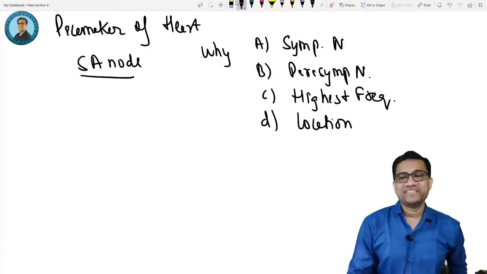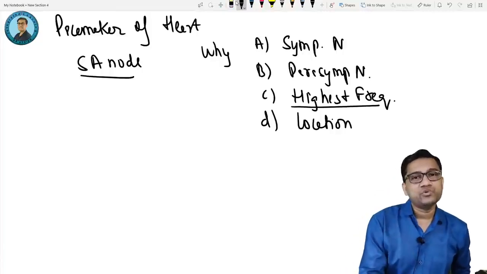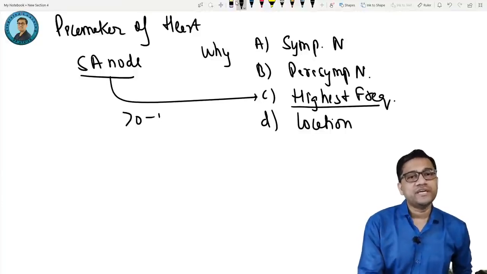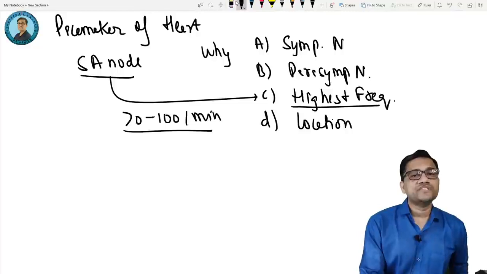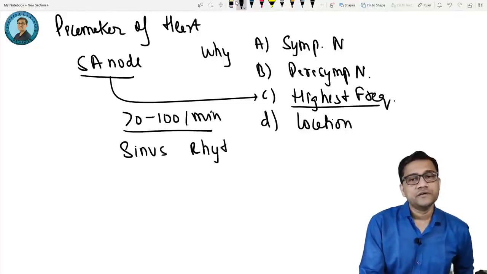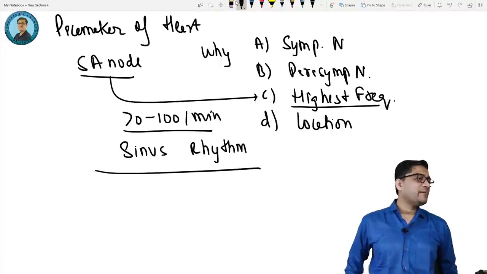So I think you all have attended physiology classes. The answer is highest frequency. Remember, the SA node is the pacemaker due to highest frequency. The frequency is around 70 to 100 per minute, and that is why it decides the heart rate. And that is called sinus rhythm. So what is sinus rhythm?